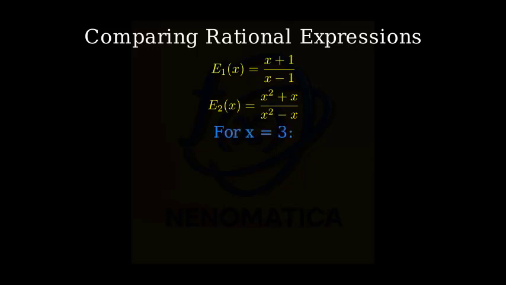Let's start by evaluating both expressions when x equals 3. For the first expression, we substitute x equals 3 into x plus 1 divided by x minus 1. We get 3 plus 1 in the numerator, which is 4, and 3 minus 1 in the denominator, which is 2. So the first expression equals 4 divided by 2, which gives us 2.